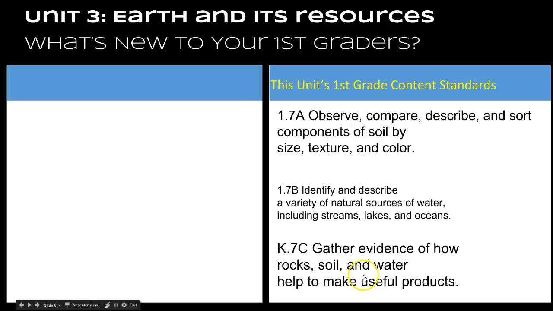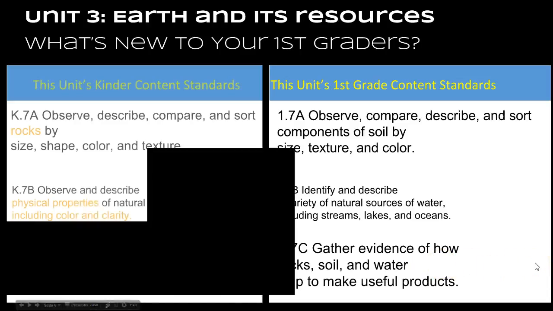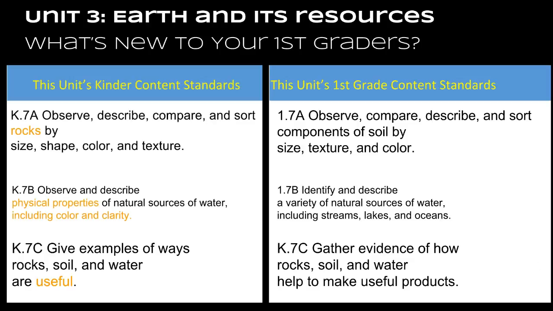And then 1.7c, students are going to gather evidence, so that's a new skill for them, of how rock, soil, and water make useful products. So let's contrast this to what they learned last year in kindergarten. So last year, instead of soil, they looked at rocks. Last year, instead of identifying and describing the natural sources of water, they only looked at physical properties like color and clarity. And then last year, they were looking at the way rock, soil, and water were useful. You will be focusing on the products.